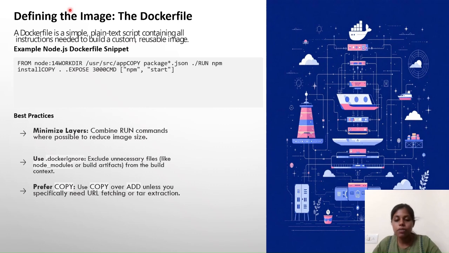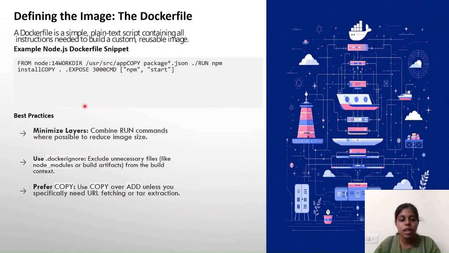Next, we are going to define the image in the Dockerfile. To create your own custom image, Docker uses a file called Dockerfile. A Dockerfile is a simple text file that contains a list of instructions, like which image to use, which files to copy, and which commands to run. For example, if you are using a Node.js app, you might start from Node. Then you set your working directory, copy your files, install the dependencies, and then start the app.